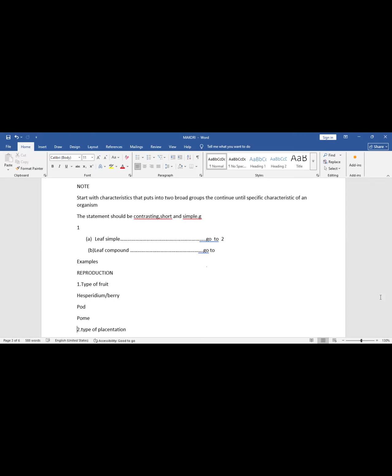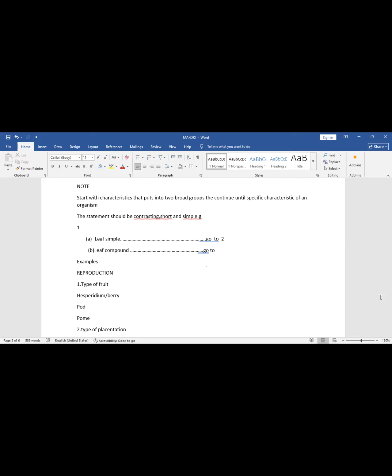Let's move to the next part, which is the reproduction. For the reproduction, I want to move directly to the common areas that we normally get on these. We normally use the fruits for this process of reproduction. And you may be given a fruit and you are supposed to identify that fruit.